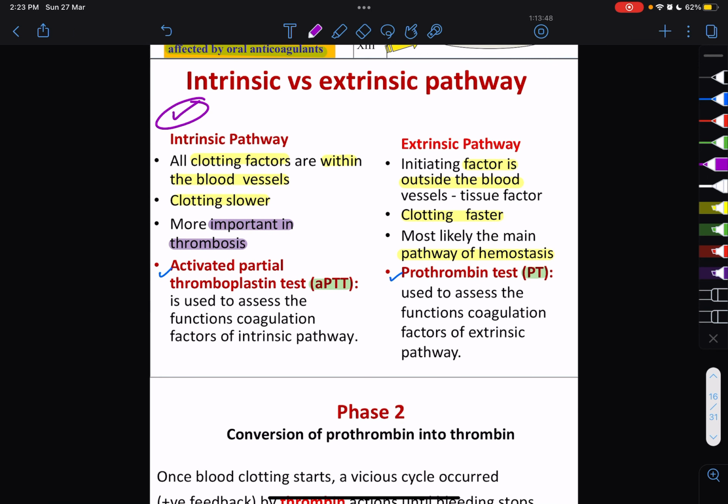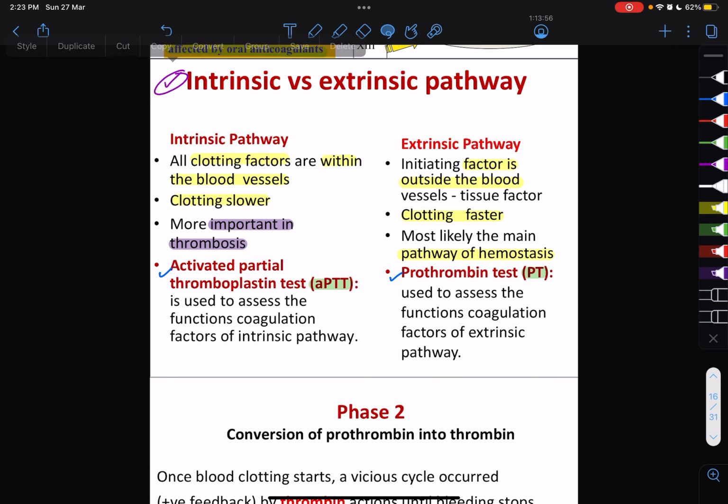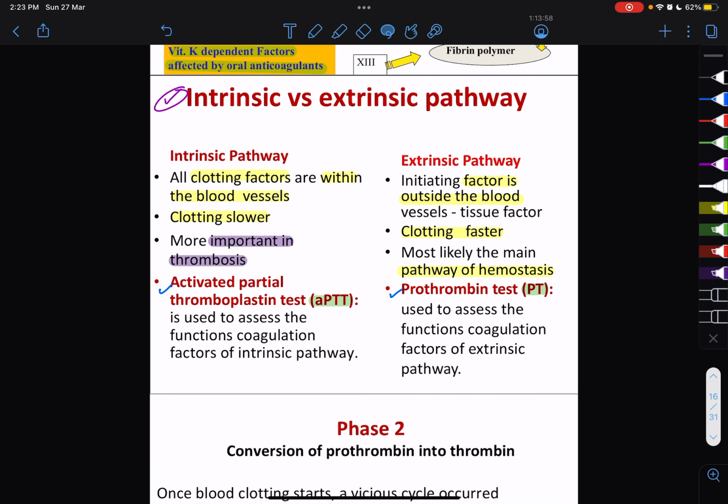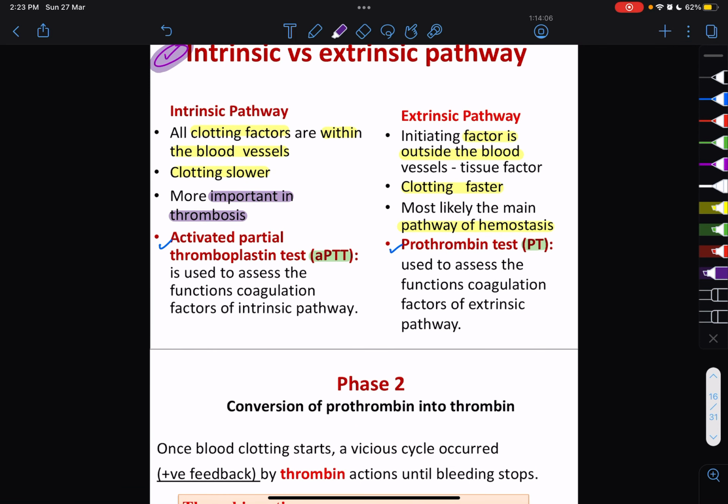All the factors are within the blood vessel, as you can have in vitro. So even in vitro, what do you do? You take the blood out, and all the clotting factors which are in the blood will work in the test tube. Okay? They will be active. But the tissue factor is not in the blood. The tissue factor is outside.